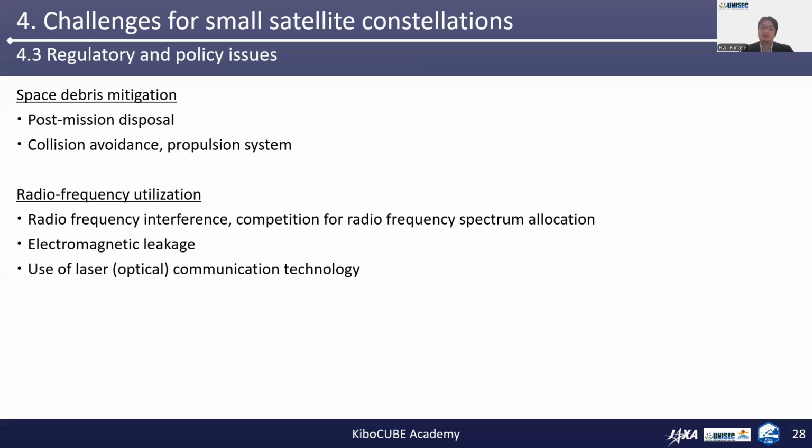It has recently been suggested that some constellations may emit radio waves at specific frequencies, affecting astronomical observations. It will be necessary for constellation operators and astronomers to work together to resolve this issue. One solution to these radio frequency issues is the use of optical communication technology. Optical communication technology has already begun to be used in constellations due to the increasing demand for faster communication.